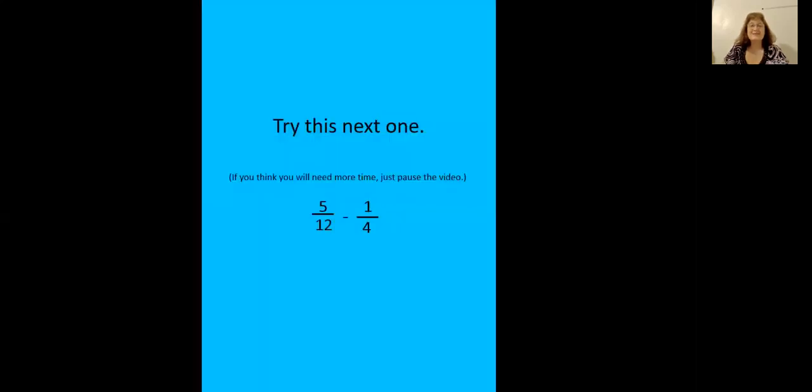Five goes into 20 four times. 5 times 4 is 20. 20 is our lowest common denominator. 20 goes into 20 one time. 1 times 7 is 7. 5 goes into 20 four times. 4 times 1 is 4. 7 minus 4 is 3, and that goes over 20. Try this next one.